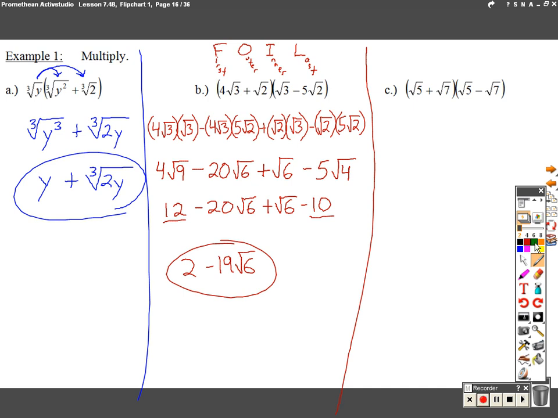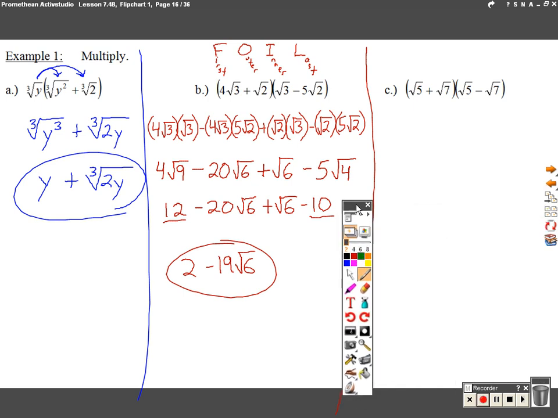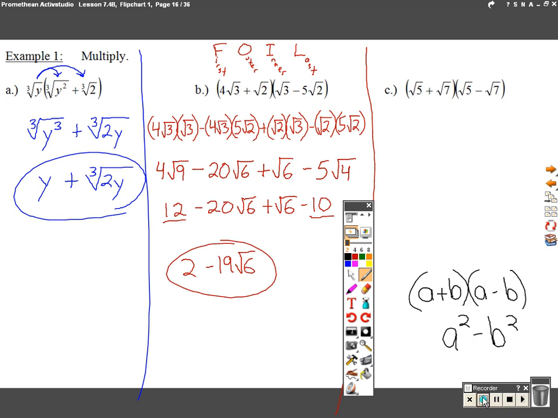In something like letter C, you could use the same method. You could just FOIL, or if you recognize this as difference of two squares, this will save you a little bit of time. So if you remember your difference of two squares, we have seen many times this year. So a plus b times a minus b is just a squared minus b squared. This is the special case where we have that, where a is the square root of 5 and b is the square root of 7. So we have the square root of 5 squared minus the square root of 7 squared.